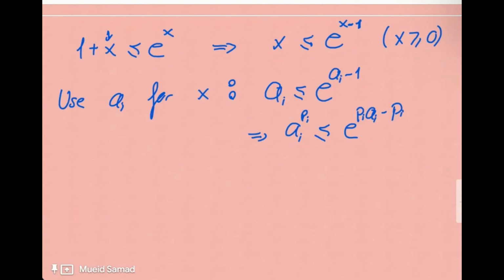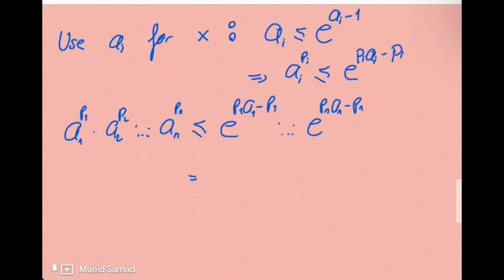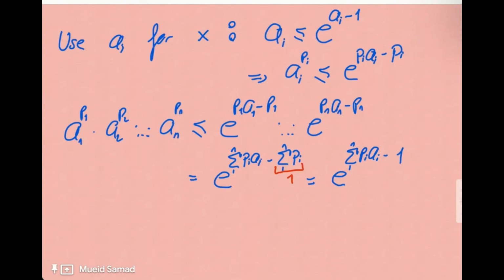Since we only deal with positive real numbers, we can multiply all of these inequalities and the inequalities are still preserved. So if we have a1 to the power of p1 times a2 to the power of p2, and so forth, until an to the power of pn, this is smaller or equal to e to the power of p1 a1 minus p1, and so on, until e to the power of pn an minus pn. Since we have the same base on the right-hand side, we can write the exponentials together. They will be summed up. So first we have the summation of all these p_i a_i from 1 to n, minus the summation of all of these p_i from 1 to n. And this becomes the summation of p_i times a_i from 1 to n minus 1, because remember, these p_i sum up to 1.